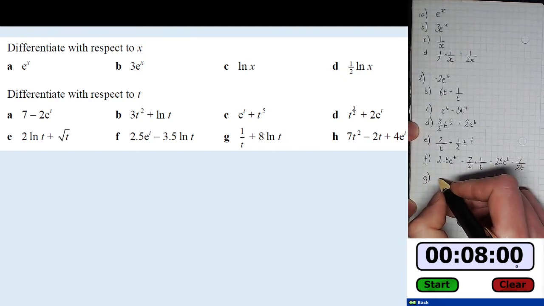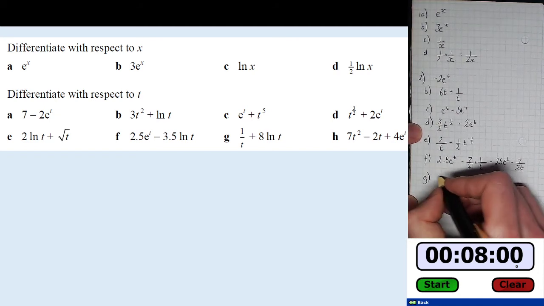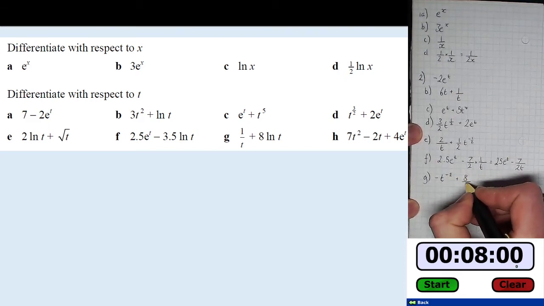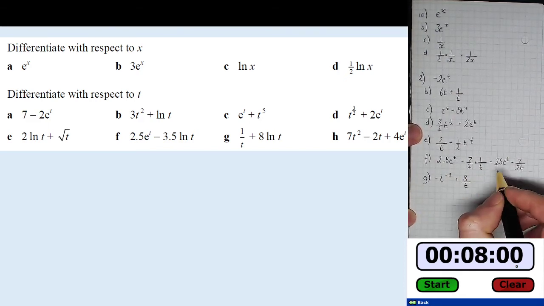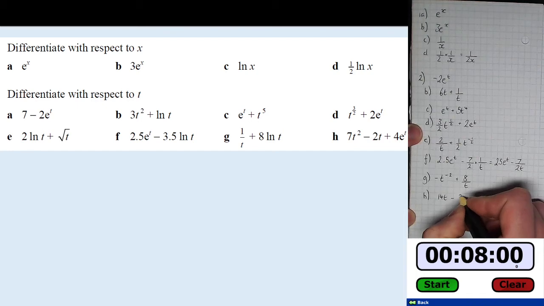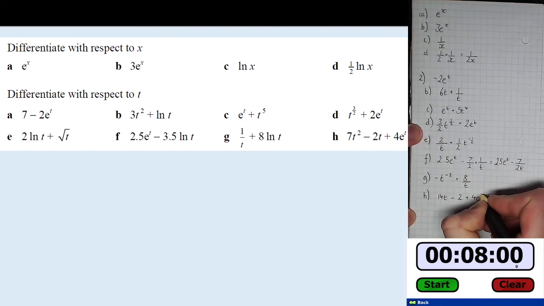G, differentiate 1 over t, so that's the same as t to the power of negative 1, so that's going to be negative t to the power of negative 2 plus 8 over t. And then the last one, we've got 14t minus 2 plus 4e to the t.